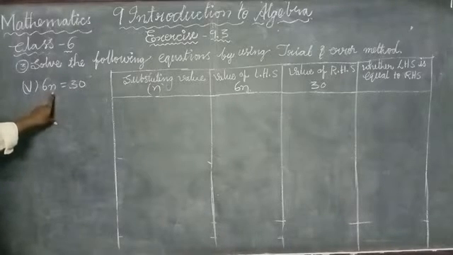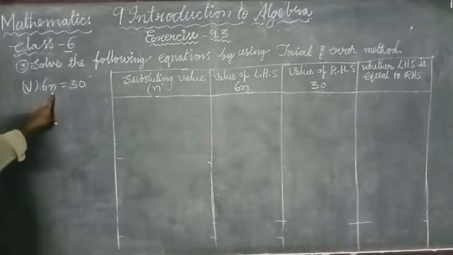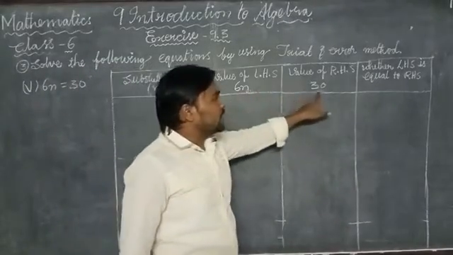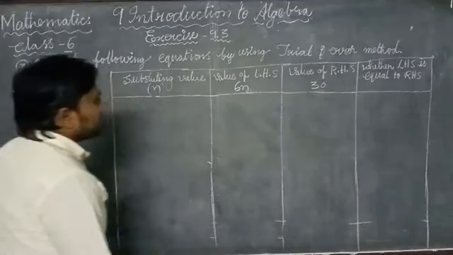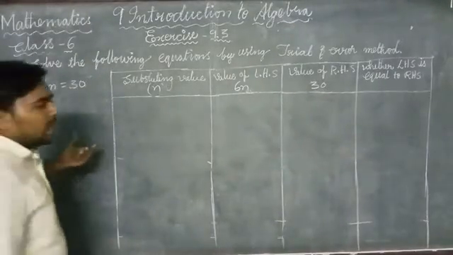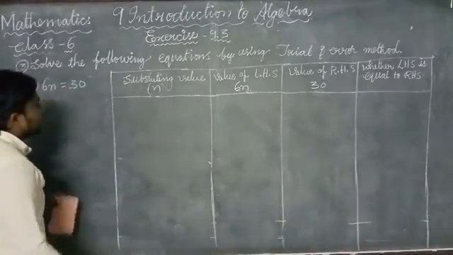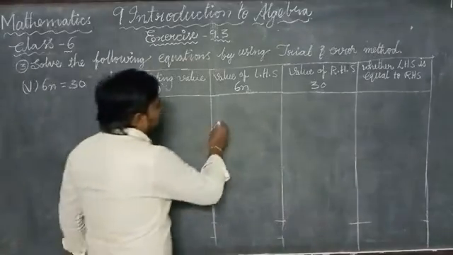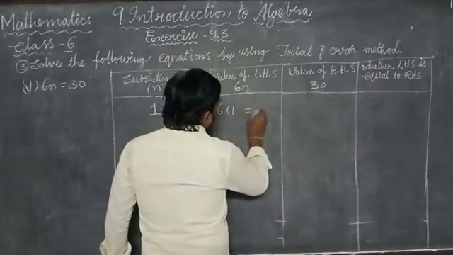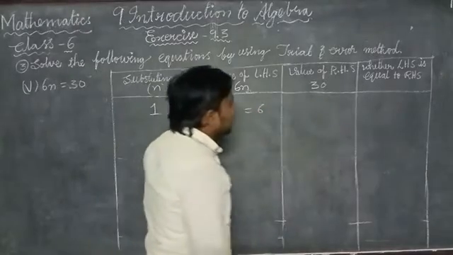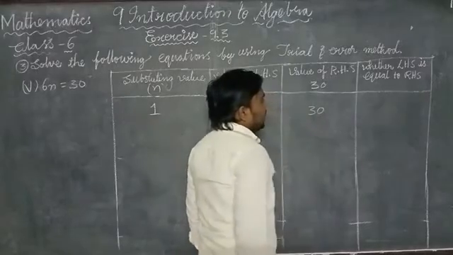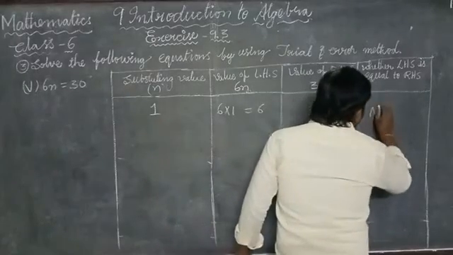Here n is the substituting value, found by the trial and error method. The value of LHS is 6n and the value of RHS is 30. Now we have to check whether LHS equals RHS. Let us assume n equals 1. Then the LHS is 6 into 1, which is 6. The RHS is 30. 6 is not equal to 30, so it is a not equal condition.